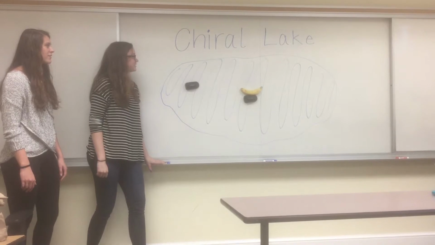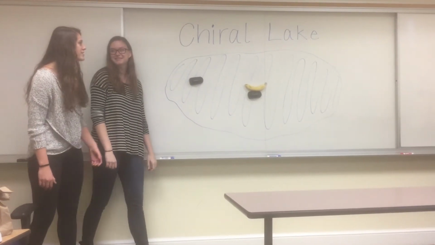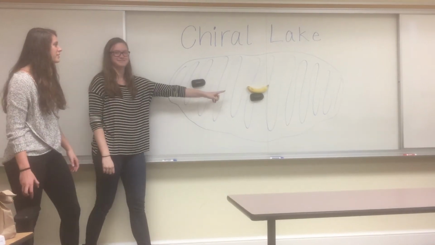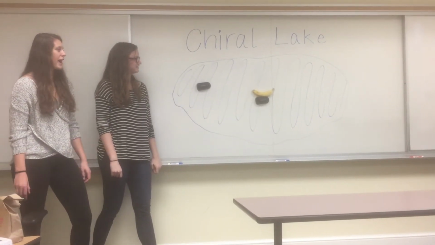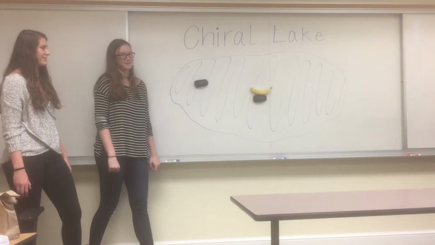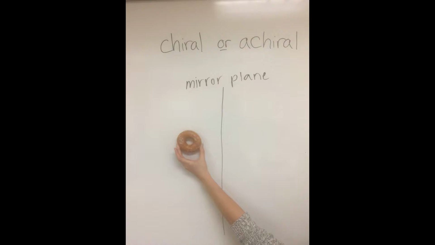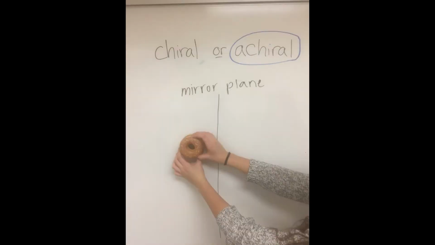Uh-oh, now we need to get across the chiral lake. Vamonos, let's go. Uh-oh, this lake is full of food. We need to determine if these molecule foods are achiral or chiral to get to the other side. First, we need to learn what makes a molecule chiral. Let's look at this donut. If we look at the donut and its mirror image, it is identical and can overlap perfectly, meaning it is superimposable and achiral.